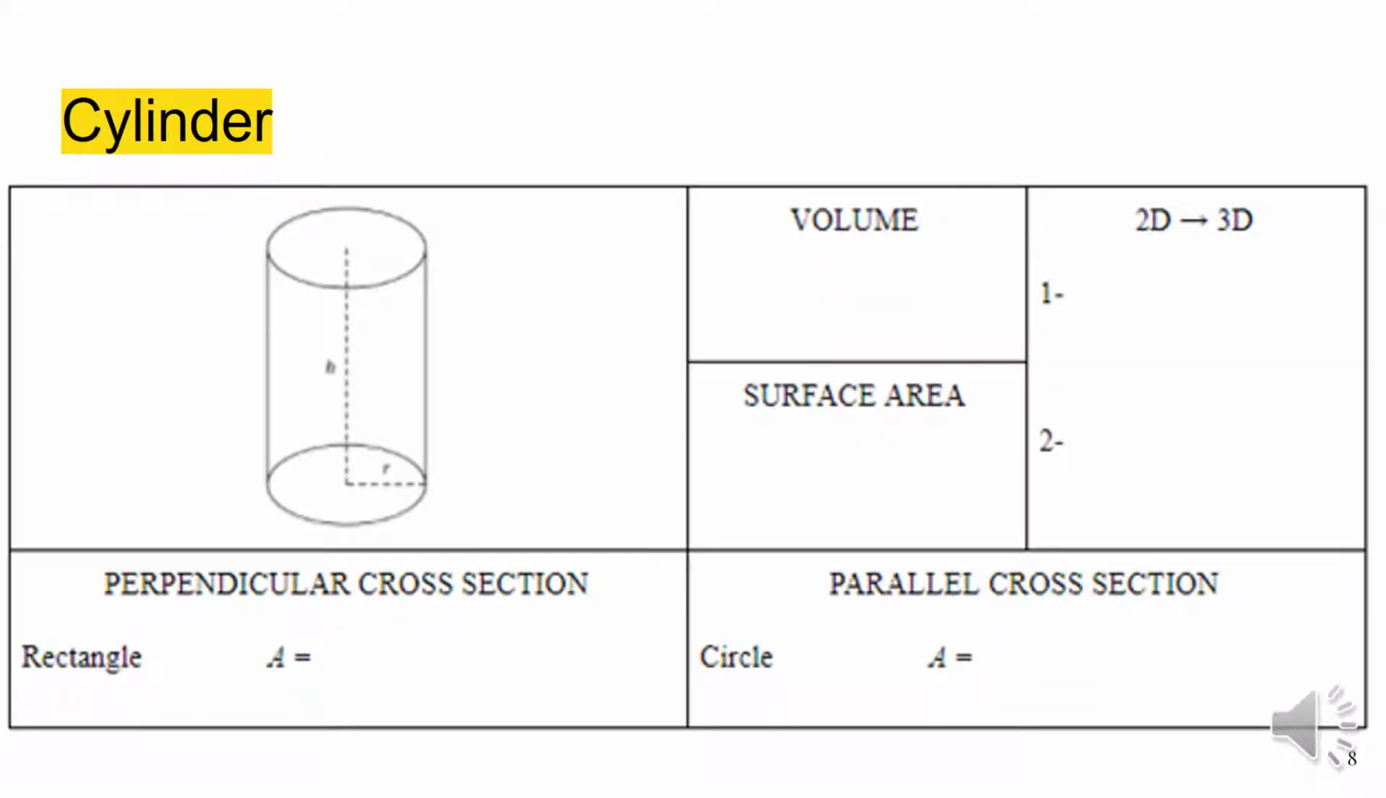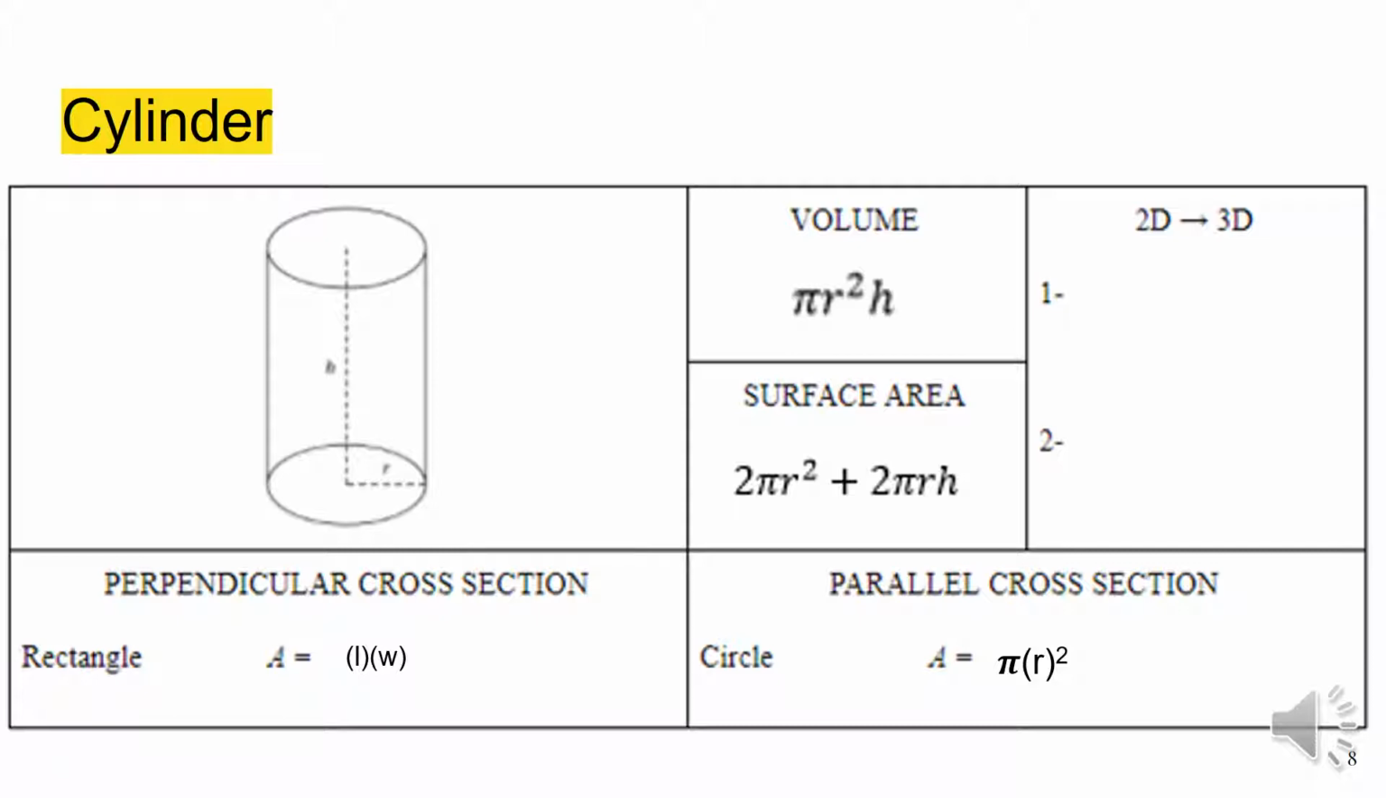The fourth shape is a cylinder. A cylinder is similar to a prism. However, its bases are circles. So again, our volume is base area times height, but our bases are circles, and the area of a circle is pi r squared. For surface area, we've got 2 of our bases, so we've got 2 pi r squared, plus the perimeter of a circle, which we call the circumference, 2 pi r, times the height, h. If I cut it up and down, I get a rectangle, and if I cut it left and right, or parallel, I see a circle.